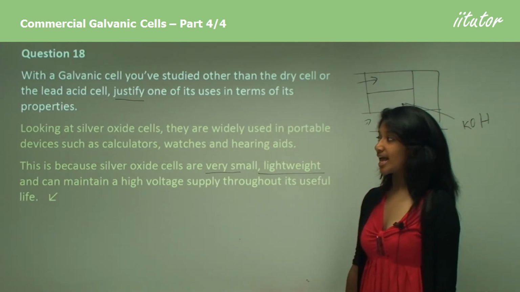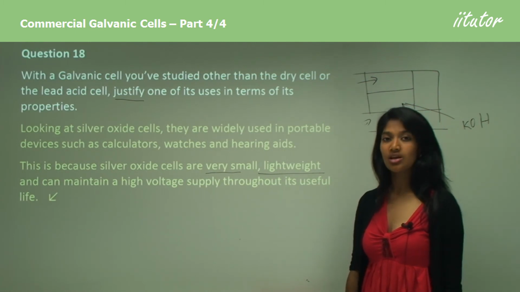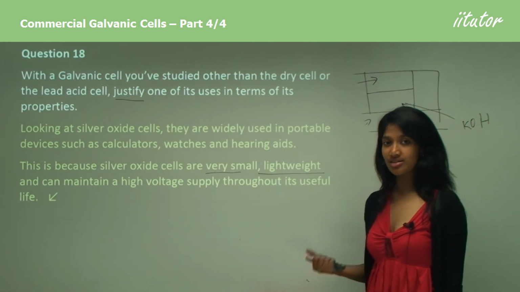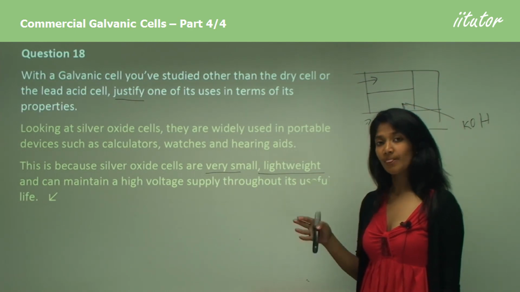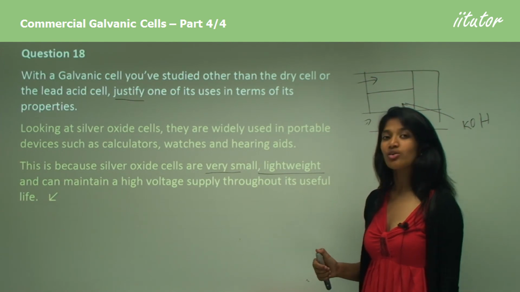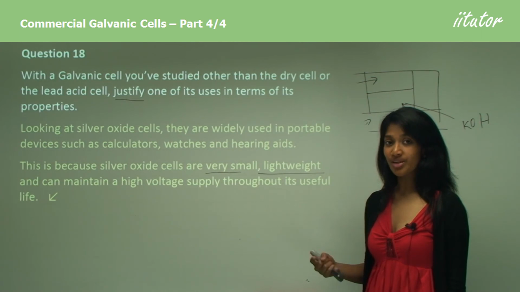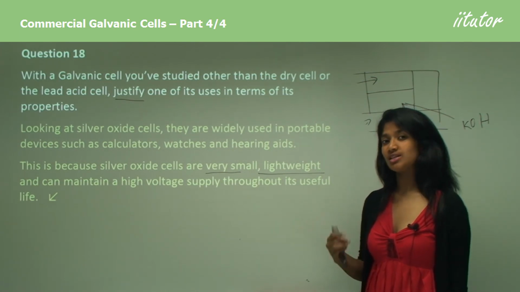So that brings us to the end of the topic, which is the galvanic cells. We talked about the components, the reactions, as well as EMF in a galvanic cell. We also looked at how you would construct a galvanic cell in school, and also 3 different commercial galvanic cells, which were the dry cell, the lead acid cell, and also the silver oxide cell.